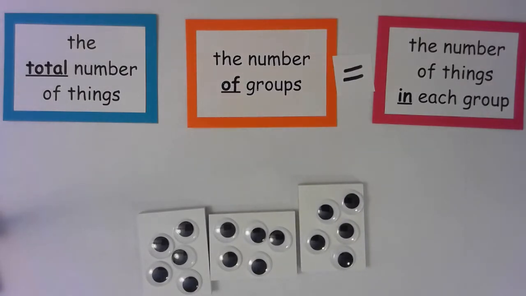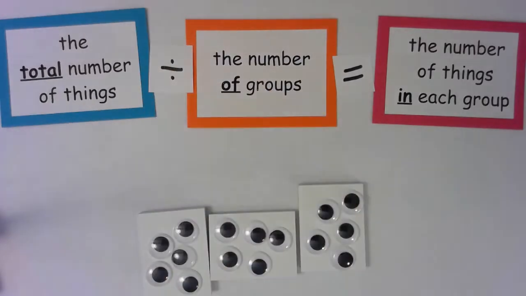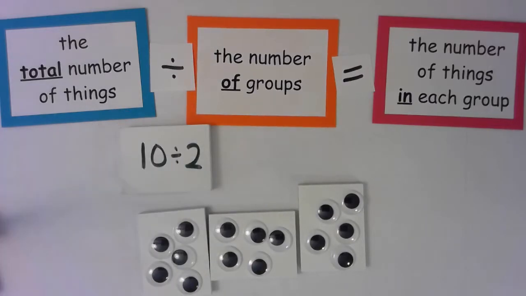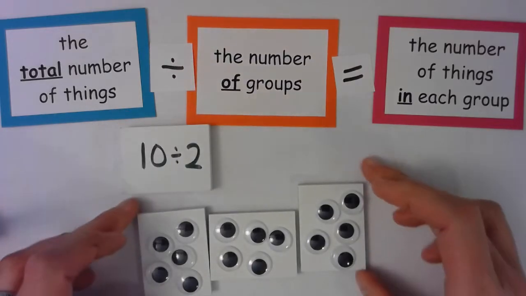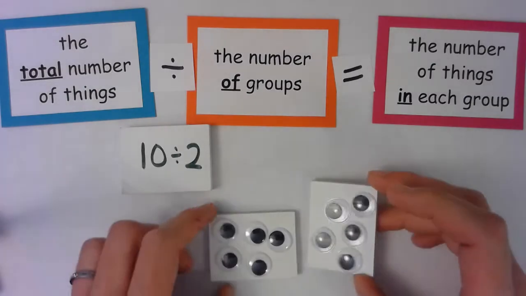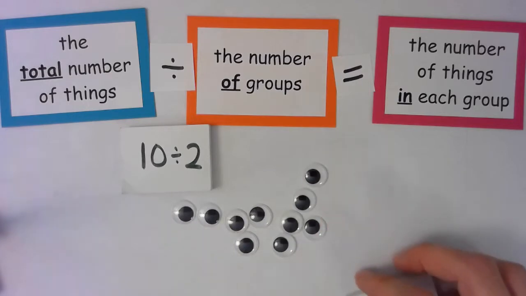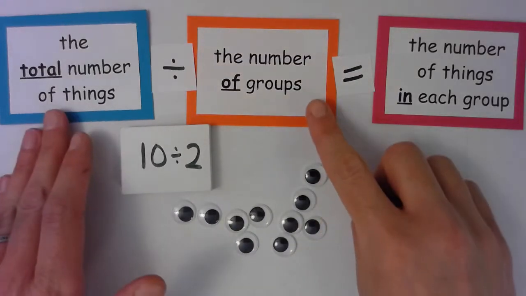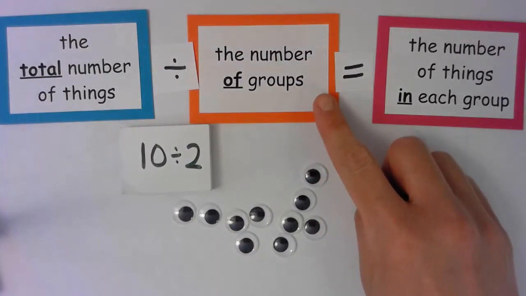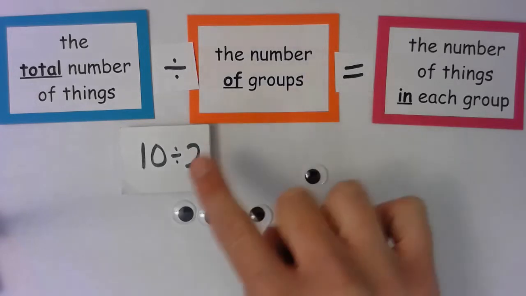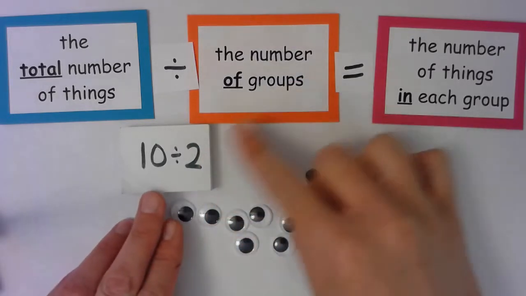Let's start with a question like 10 divided by 2. So the total number of things is 10. That means I'm going to take these eyes here, and those are 10. It's wanting me to divide them equally, to share them equally among 2. 2 is the second number, so 2 is the number of groups.